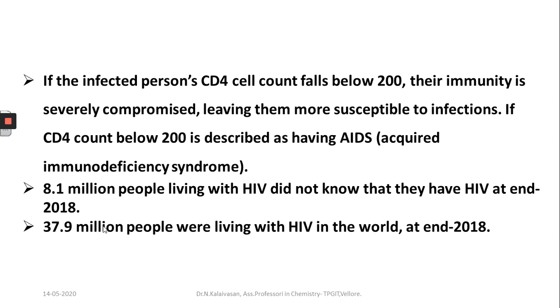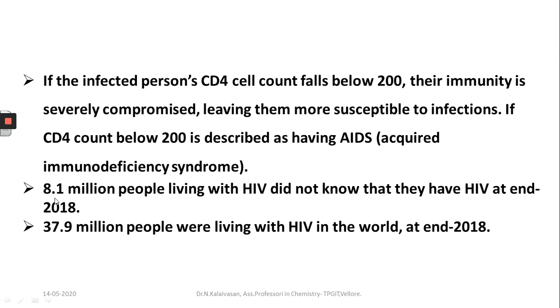If the infected person's CD4 cell count falls below 200, their immunity is severely compromised, leaving them more susceptible to infections. If the CD4 count is below 200, the person is described as having AIDS, acquired immunodeficiency syndrome.